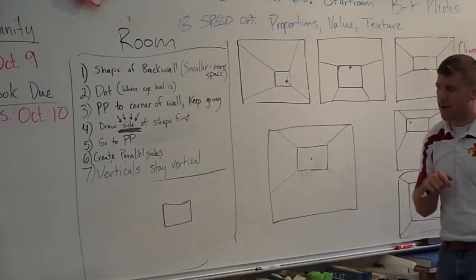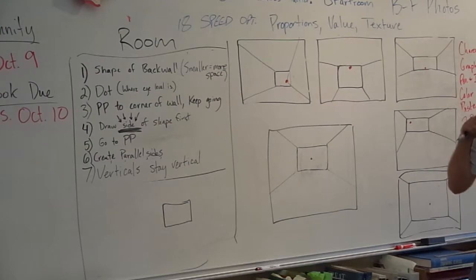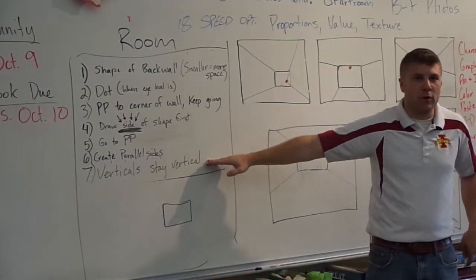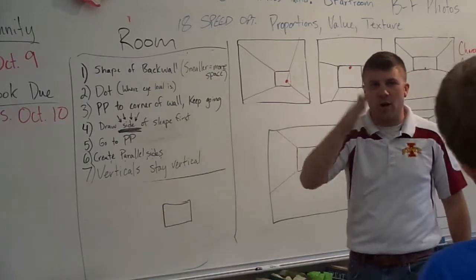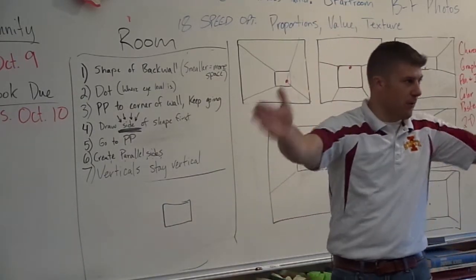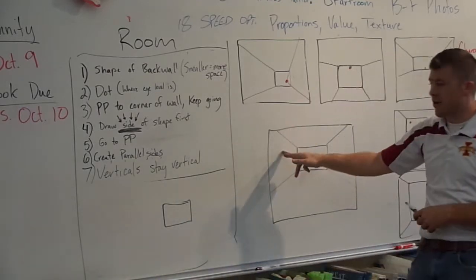Didn't quite get it quite yet, so we're going to shift it around a little bit. I'm going to jump down to the 7th rule. Verticals stay vertical. No matter what your drawings, verticals are always going to be straight up and down, no matter what. And if they're in real life vertical, they're going to stay vertical in your drawing.